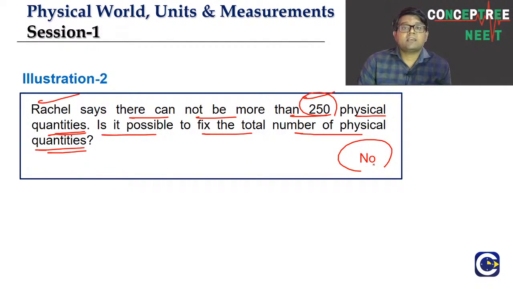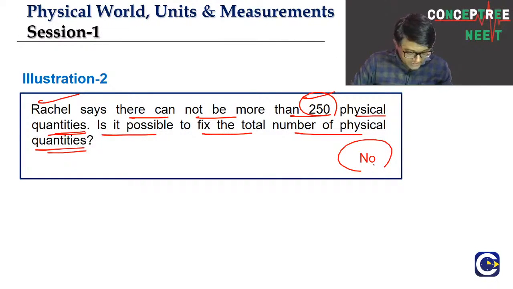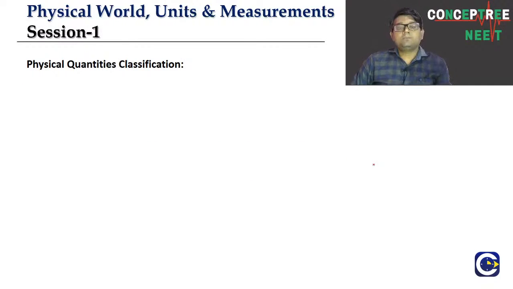Like in chemistry, you will be discovering new elements. Like last year also people have discovered new elements. And even in physics, the progress will happen through the discovery of the new physical quantities. Okay, students? So we cannot put a limit on the number of physical quantities. Rachel, is she correct? No, she cannot put a limit on the number of physical quantities. Now we will look at the next important thing: classification of the physical quantities.